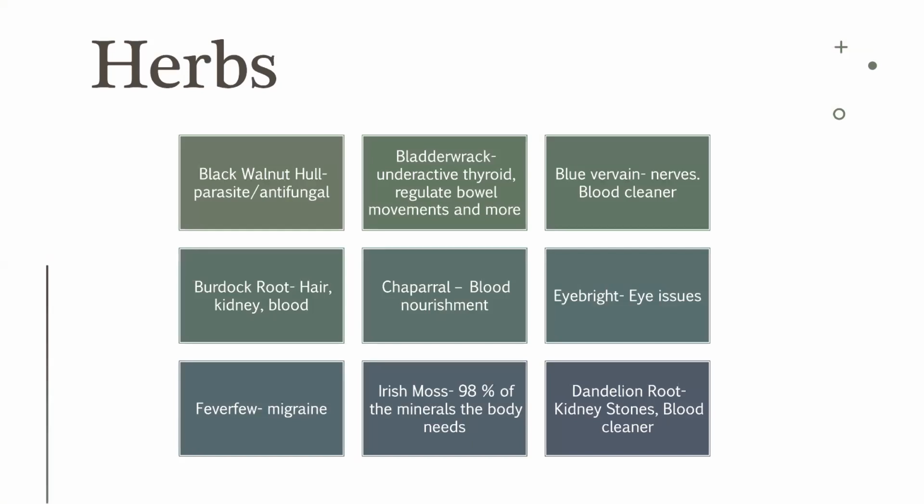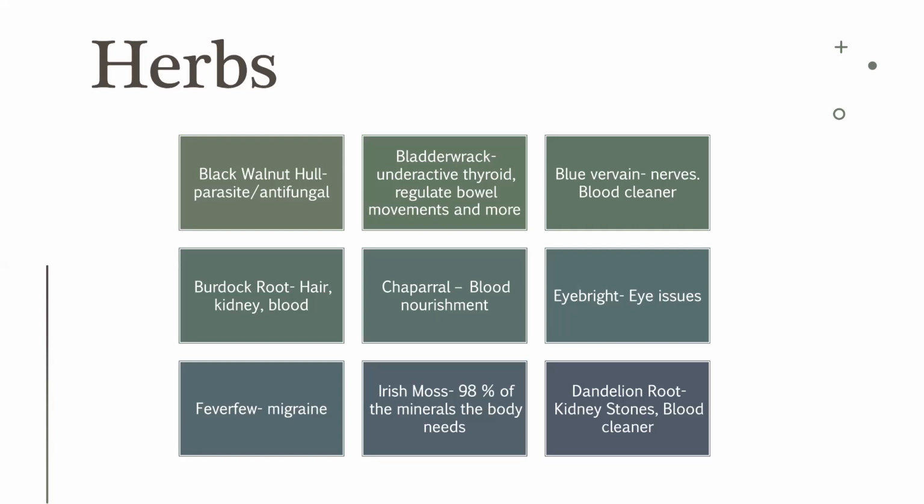All right, let's look at some herbs because I love herbs, not anything that's illegal. I mean these herbs, God's herbs. So, black walnut hull is a parasite antifungal herb to help remove some of the parasites that rest in your body, in your digestive system. Bladderwrack, for underactive thyroid, regulating bowel movements, and more. You have blue vervain, which is a nervine, so it helps with your nerves. It is also a blood cleaner.